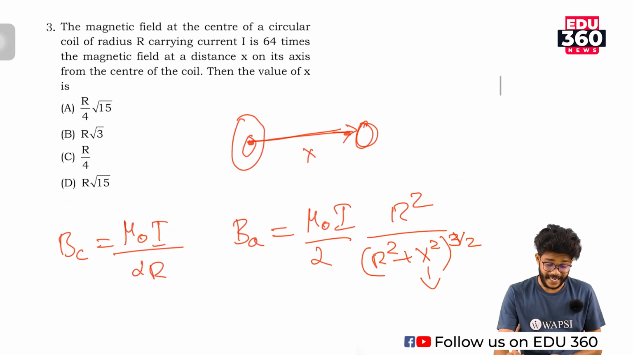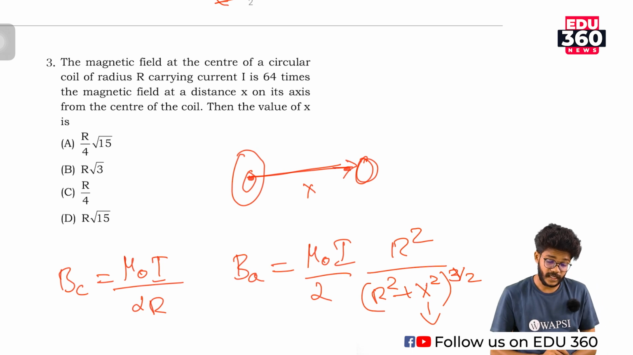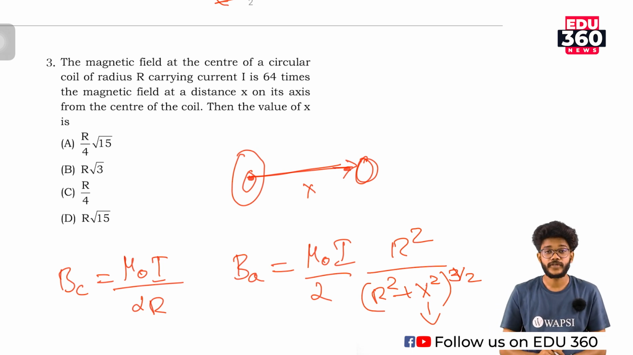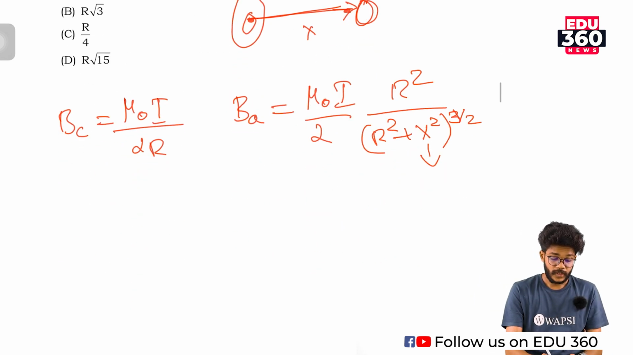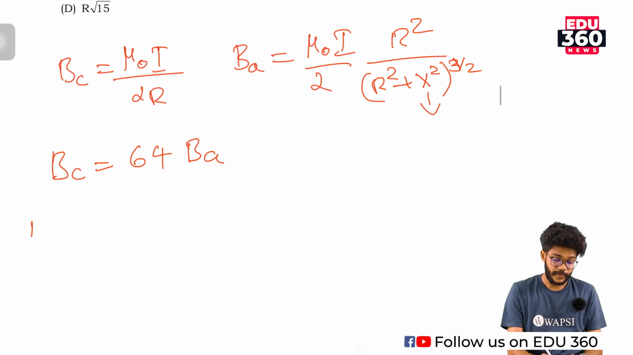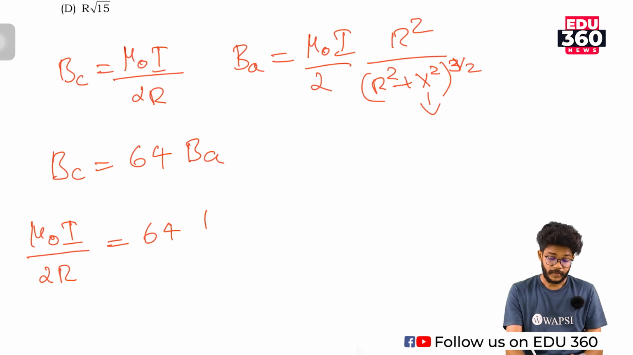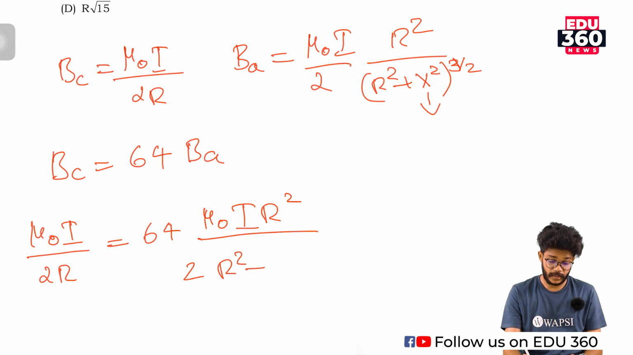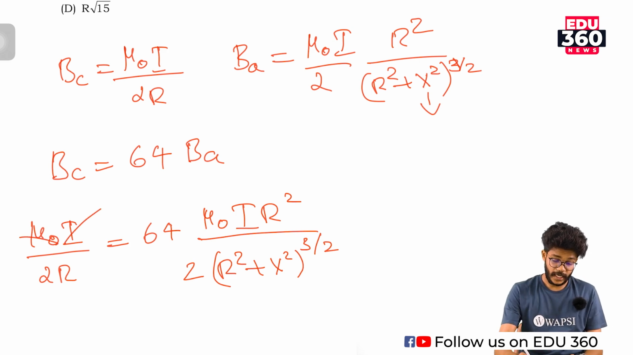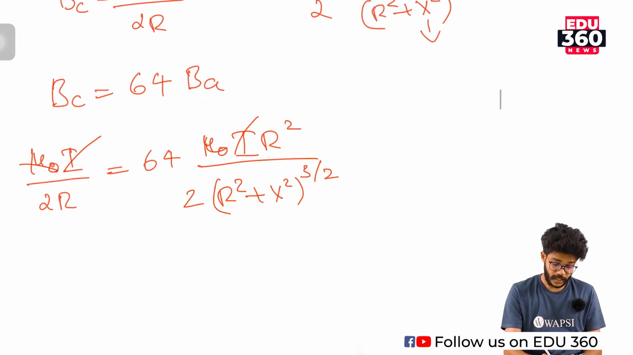So they have a relation: 64 times the magnetic field at distance x. We want to multiply BA by 64, then equate with BC. So BC is equal to 64 times BA. Then substitute: mu 0 I by 2R is equal to 64 multiplied by mu 0 I r square divided by 2 into r square plus x square all raised to 3 by 2. We can cut the mu 0, the I, and also the 2, and then rearrange.